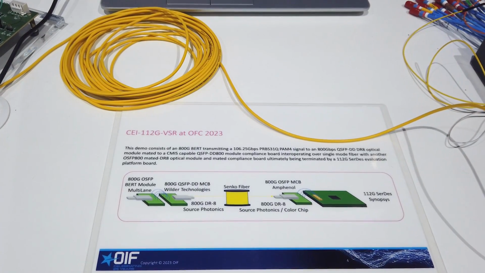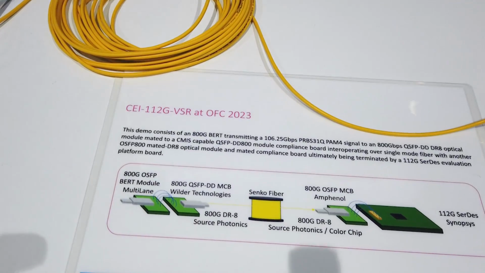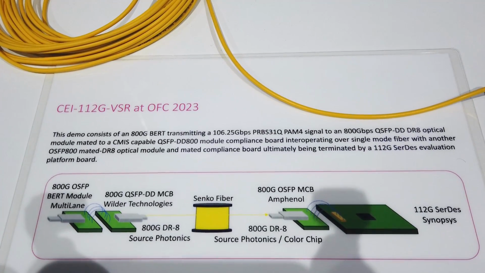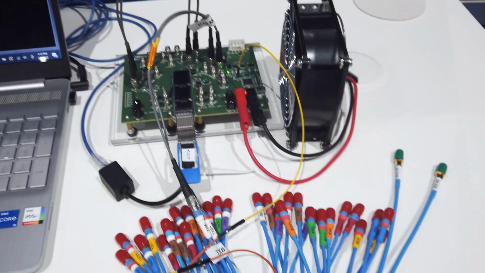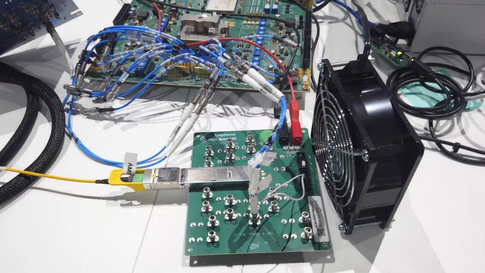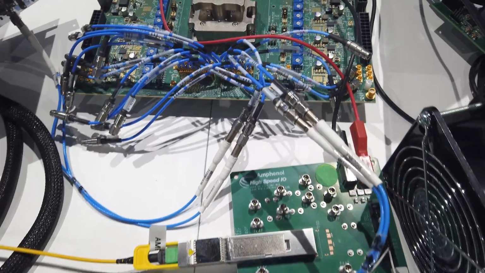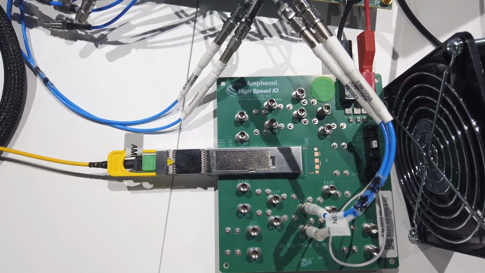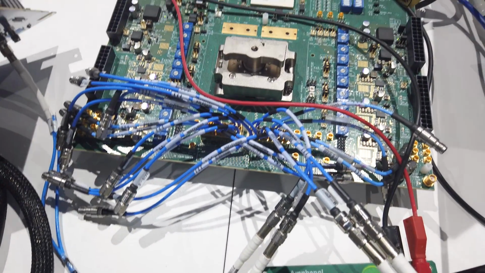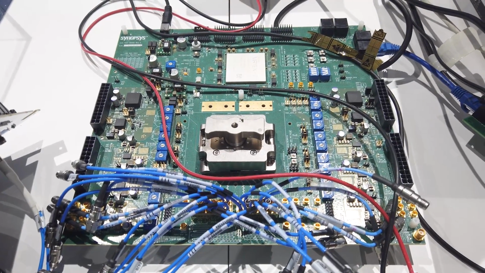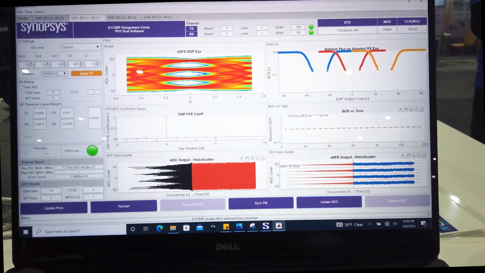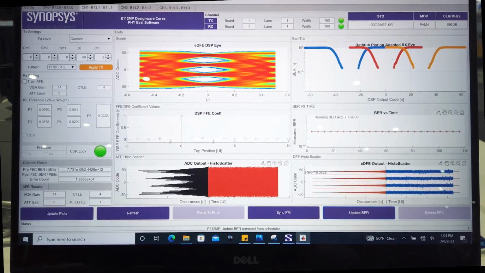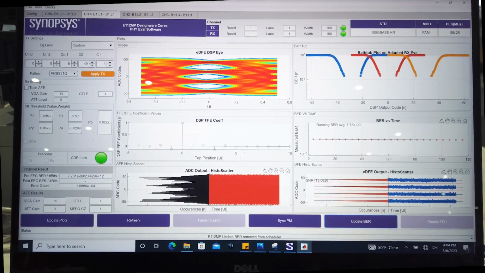In the second demo, we have showcased an 800 gig BERT transmitting a 106.25 Gbps PRBS31Q PAM4 signal to an 800 gig QSFP-DD DR8 optical module mated to a CEI-capable QSFP-DD 800 gig module compliance board, interoperating over single mode fiber with another OSFP 800 gig DR8 optical module and mated compliance board, and ultimately equalized by the Synopsys 112 gig SerDes receiver. As you can see, the receiver GUI is showcasing an excellent bit error rate of 7E-9, which is multiple orders of magnitude better than the spec.